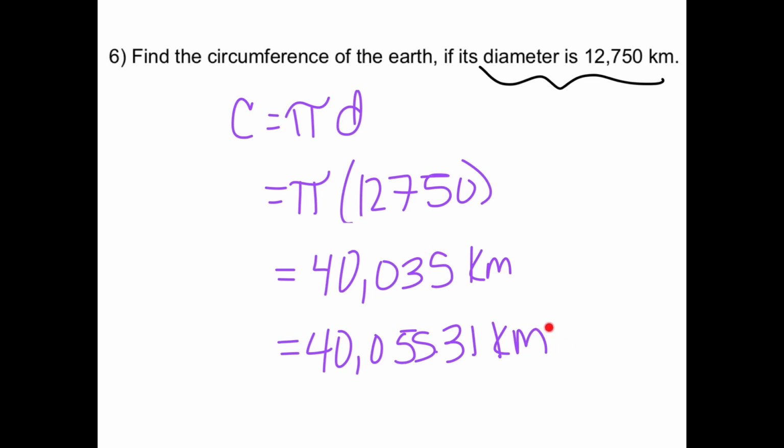Please understand that using the pi symbol is more accurate because you're not rounding until the very end. Rounding in the middle of the problem or at the beginning of the problem is going to make your answer less and less accurate. So if we're just having a general discussion about the circumference of the Earth, we would say that it's just about 40,000 kilometers. But if we had to use it to actually do some very important scientific calculations, we would want to use the most accurate answer using the pi symbol.